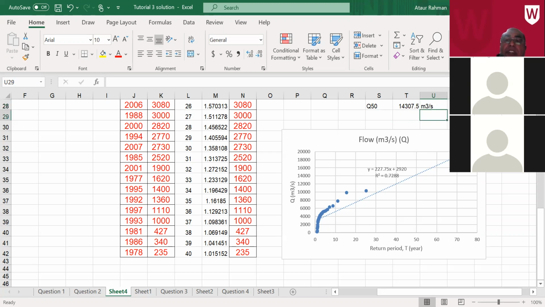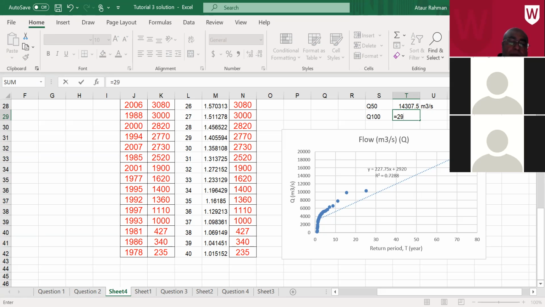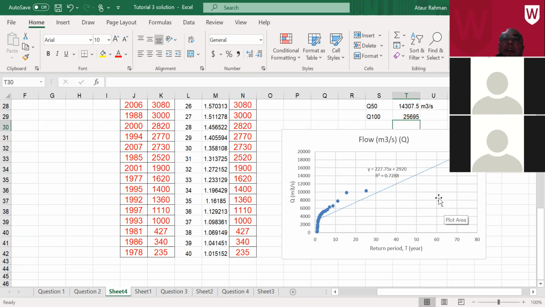If we assume that the fitted line is like that, Q100 would be, again, our intercept is 2920 plus 227.75 times X, where X is 100, the return period is 100. So our Q100 estimation is in meter cube per second.